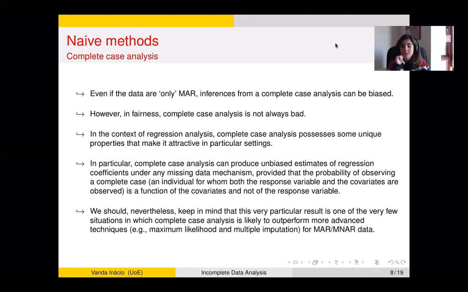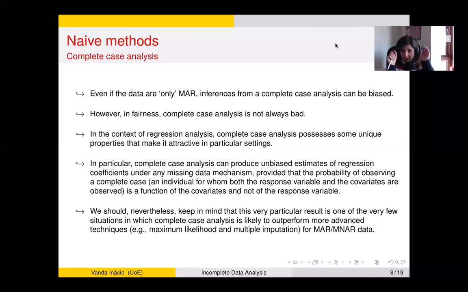We will look at this result in the next workshop, workshop 2 in week 4. But we should also be aware that although in this case complete case analysis gives unbiased estimates of the regression coefficients under any missing data mechanism, provided that the chance of observing a complete case is a function only of the covariates and not of the response variables. This is a very particular case, and in general, more specialized techniques will outperform a complete case analysis approach.